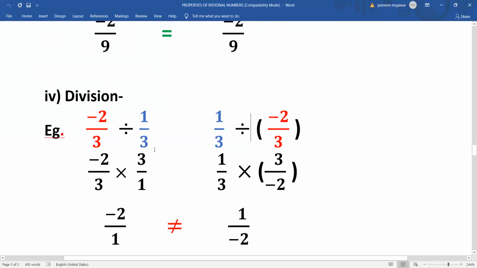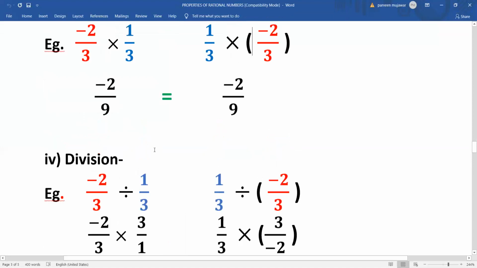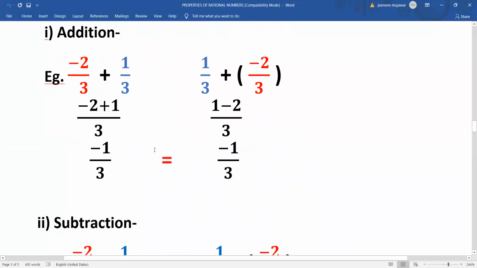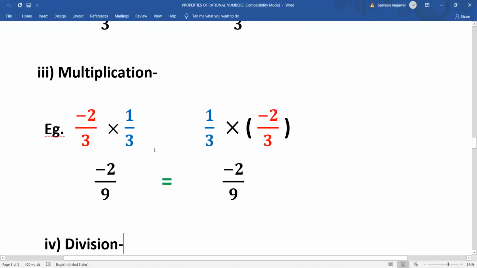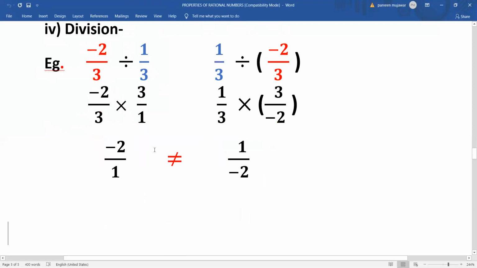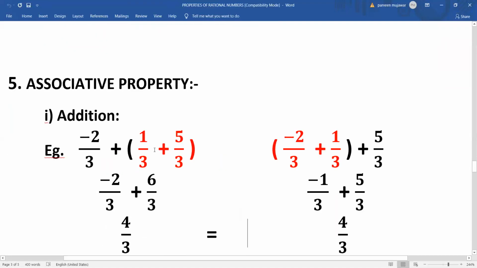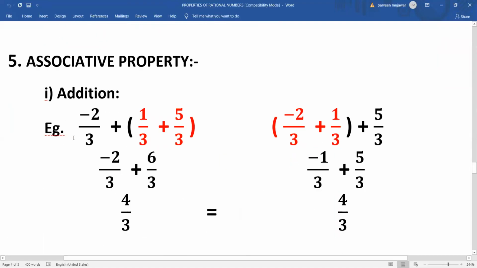So we have seen for commutative property, it is commutative for addition and it is commutative for multiplication. It is not commutative for subtraction and division. Now we'll check with associative property. Now associative property means what? First understand what the associative property is. Associative property means changing of brackets, only changing of brackets.